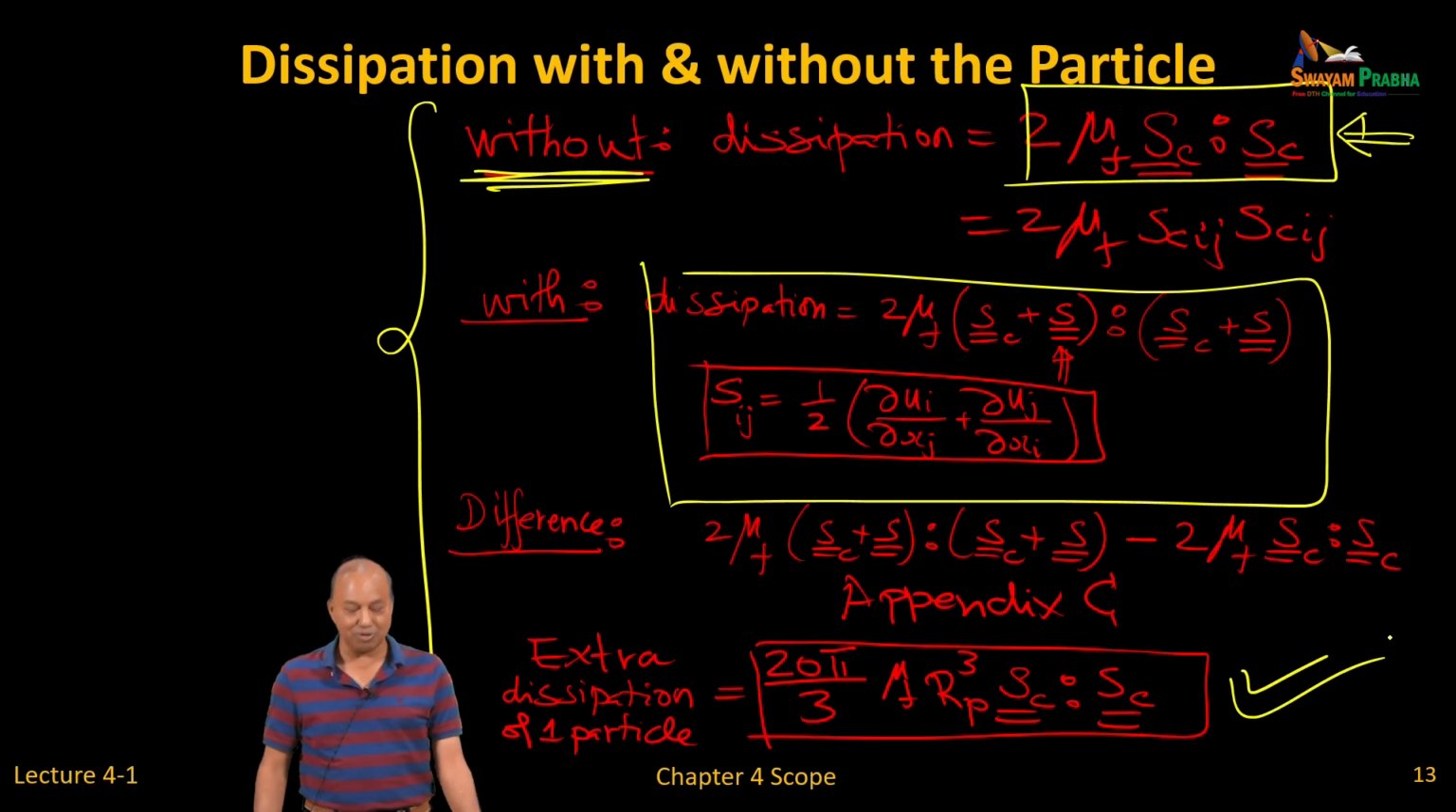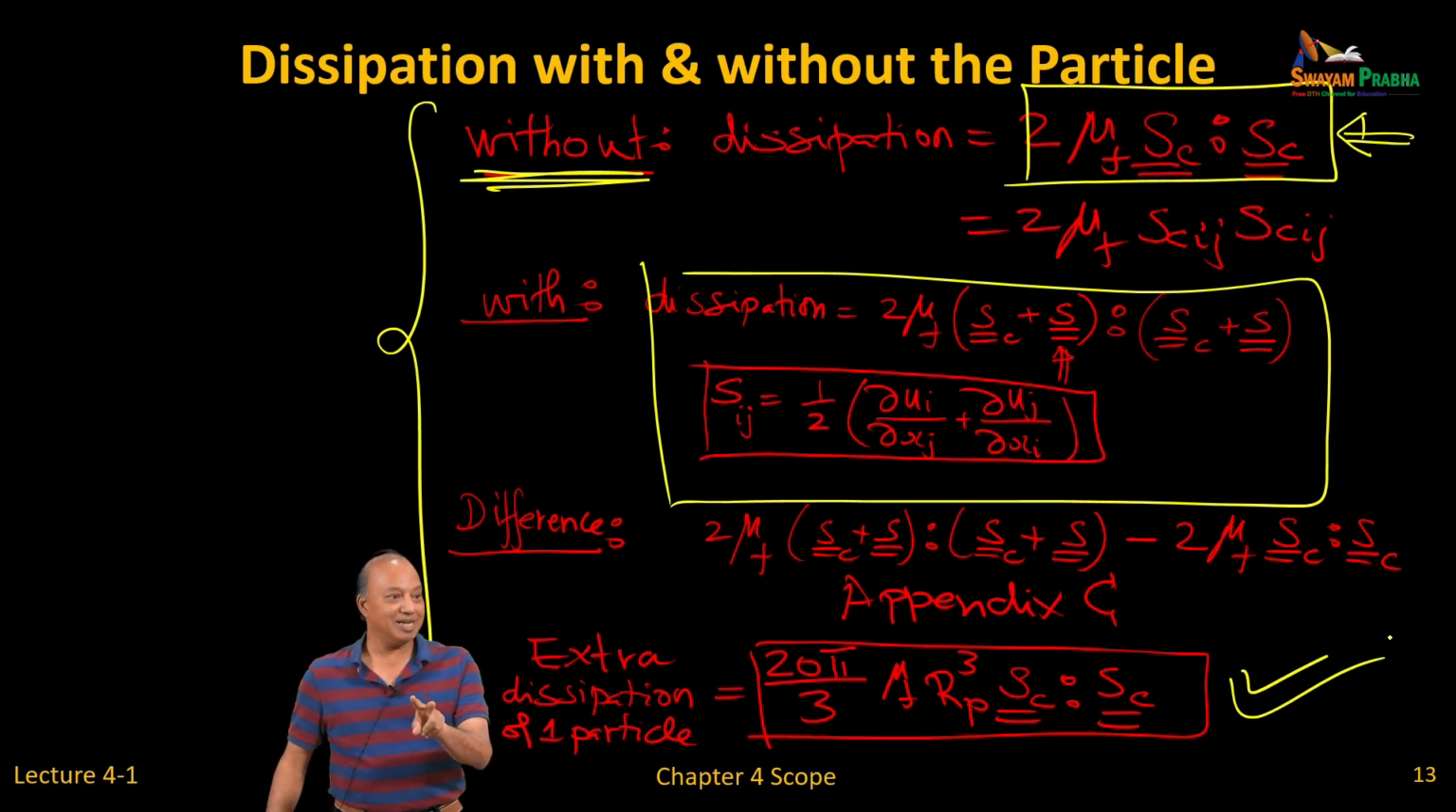So this comes out to be the extra dissipation because the particle had been there. Now there is no drag, no lift, but you see, when a particle is subjected to strain, the stress-strain relation will change.